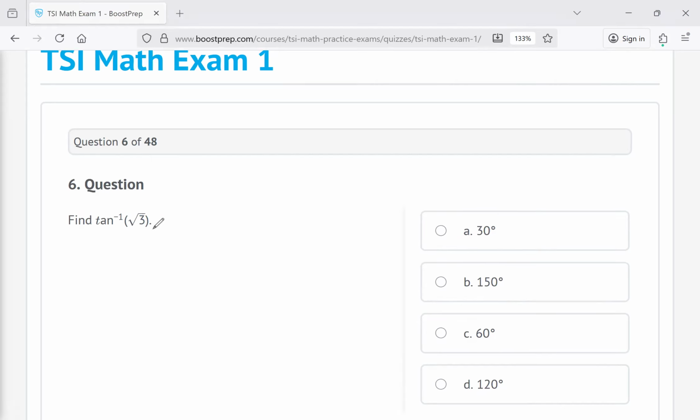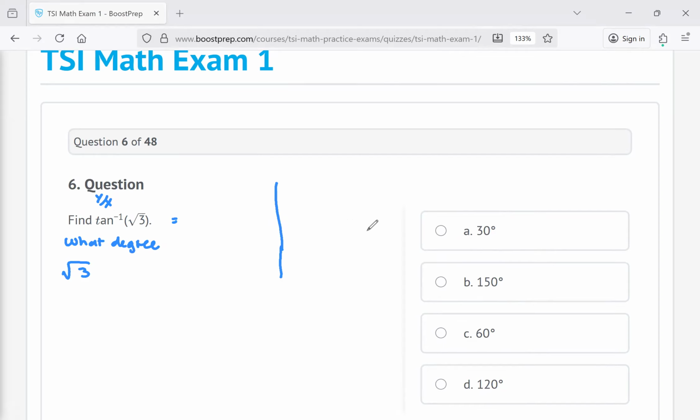Okay, find tan inverse of square root of 3. Well, what they're really saying is what degree is going to give you a positive square root of 3. So if you recall, tangent is y over x. So our choices are 30, 150, or 60, or 120 degrees.